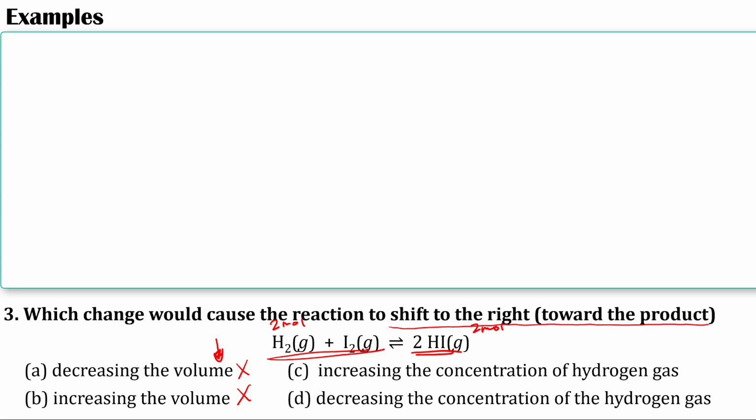And then C says increasing the concentration of hydrogen gas. If we increase hydrogen gas, H2, the reaction will shift forward. And that is shifting towards the right. So that will do it. Decreasing the concentration of hydrogen gas would only shift it towards the decrease. And so that's not going to affect it.